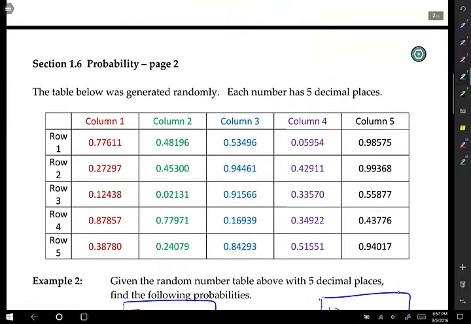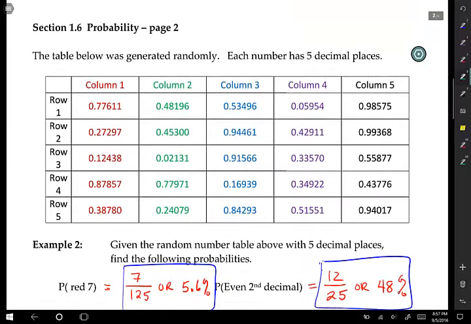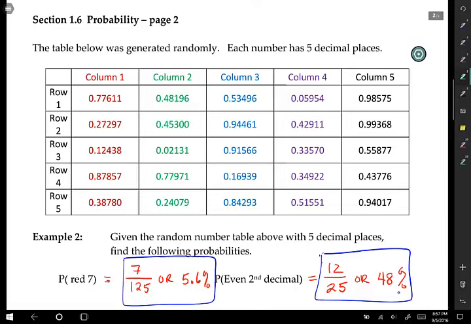I created a table with random numbers, and each of these random numbers has 5 decimal places. I've arranged them in columns, and I wanted to talk about 2 different probabilities. What's the chance that we get a red 7? I'm going to underline all my red 7s. 1, 2, 3, 4, 5, 6, 7. Now, how many total numbers do we have? 125. So my probability is 7 out of 125, or 5.6%.